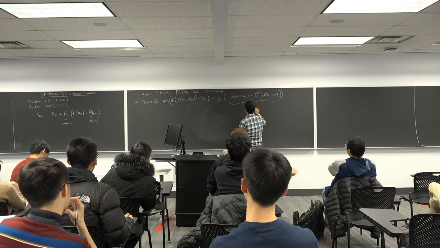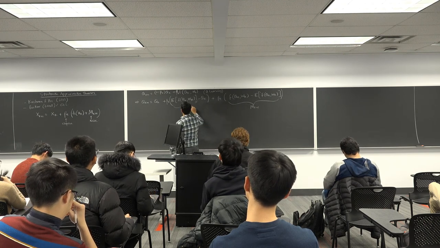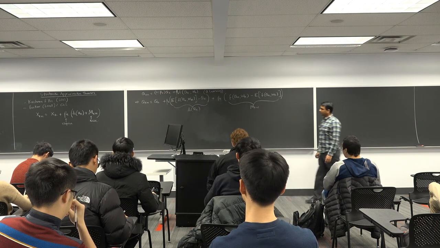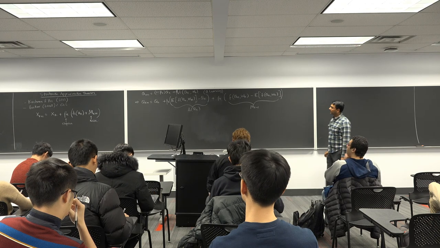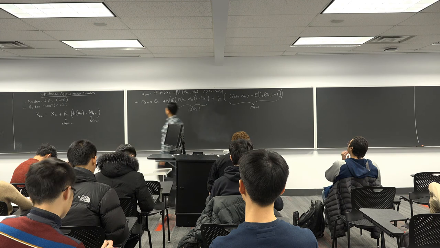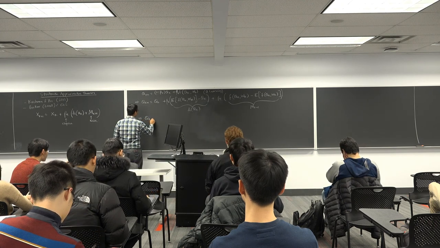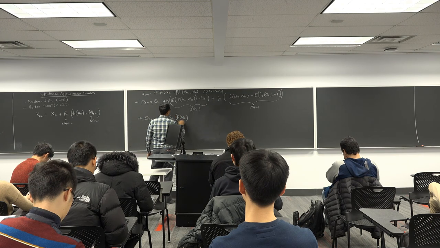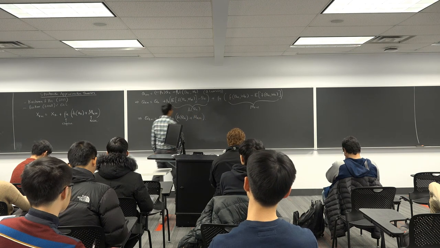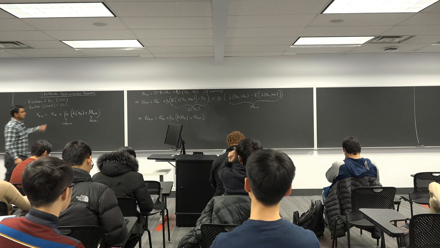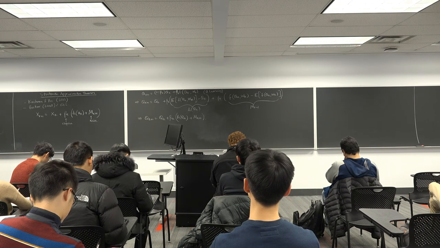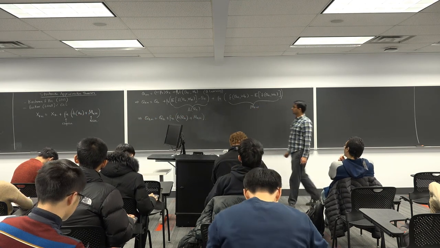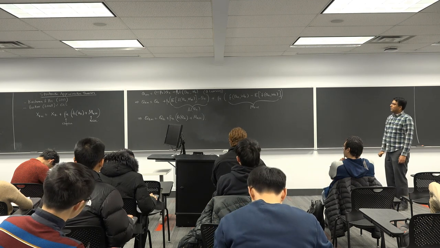This is defined as M_{k+1}. This is defined as h of Q_k. And therefore, the overall update equation can be written as, which is exactly in this format. Any questions?